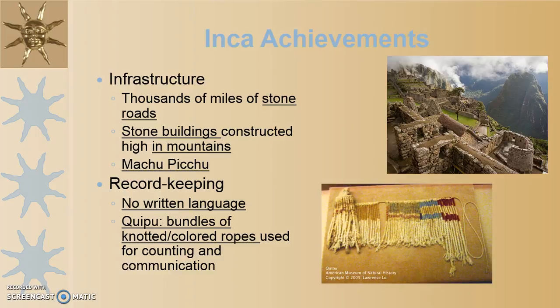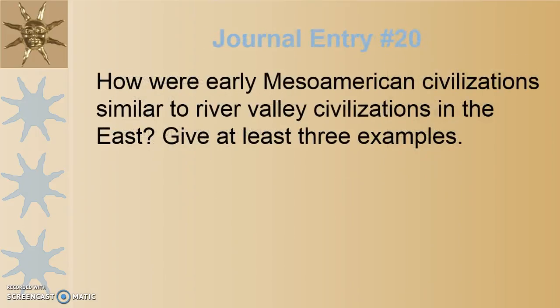but they did communicate and keep records using a system called quipu, which are bundles of knotted and colored ropes that they used for counting and communication. And that brings us to journal entry number 20. Answer this question: how were early Mesoamerican civilizations similar to River Valley civilizations in the East? So remember when we talked about Mesopotamia, ancient Egypt, ancient India, and ancient China, and their characteristics, think about how there are similarities between those civilizations and the Mesoamerican civilizations, and give at least 3 of those examples.